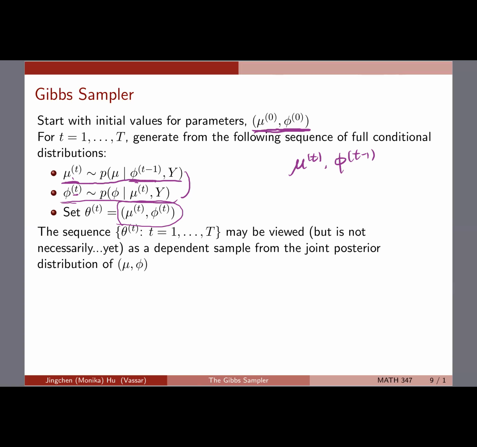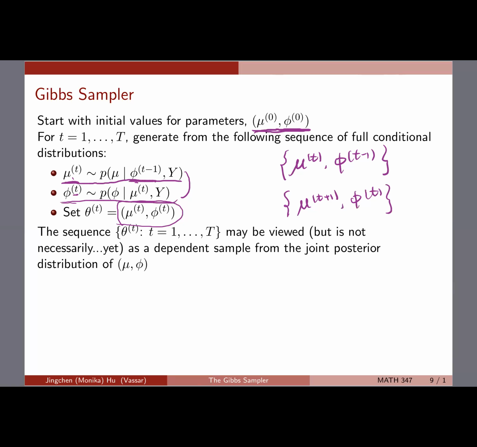That's totally fine. But you're still doing it, right? I mean, this is at this particular iteration, and the next one you're going to do is going to be mu t plus 1 and then phi t, right? But that would just be fine as well.